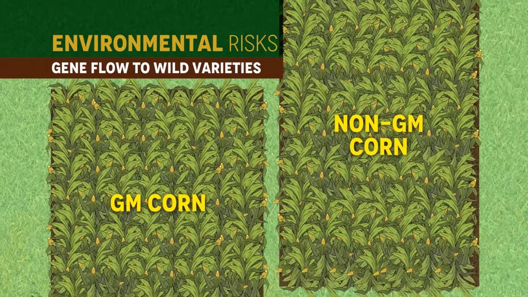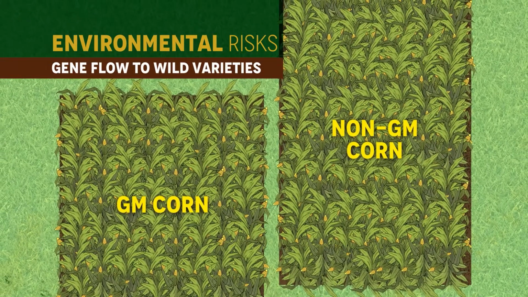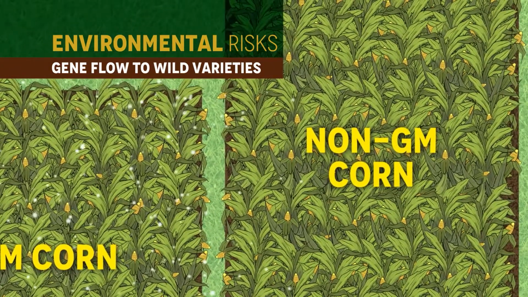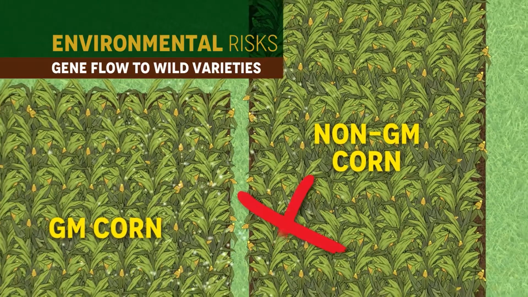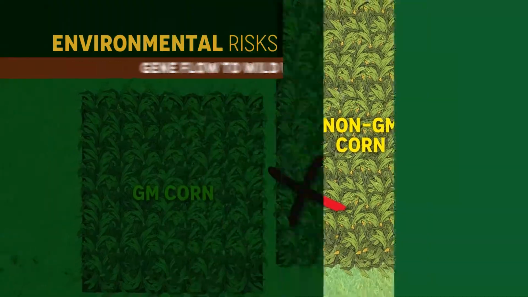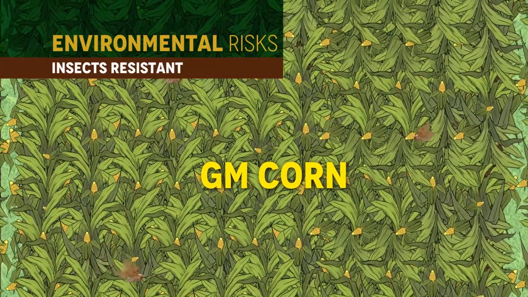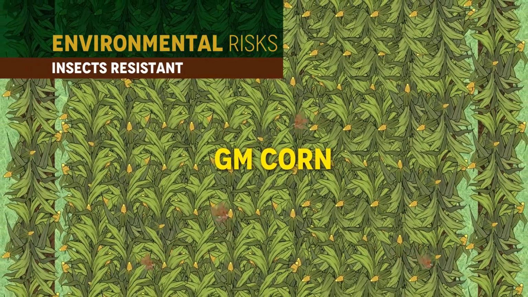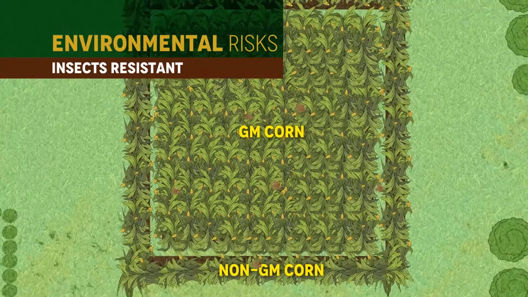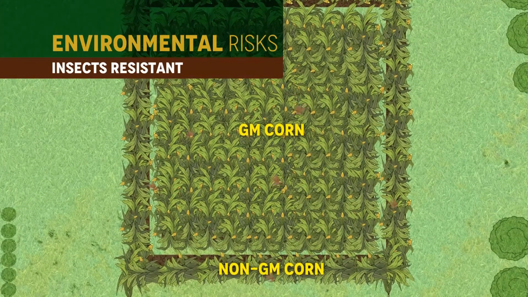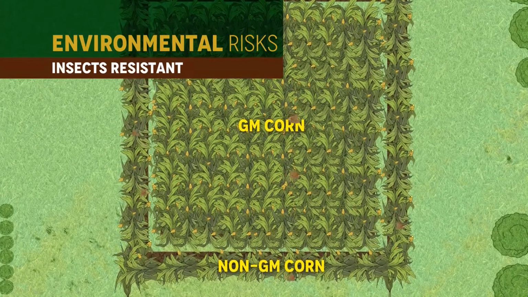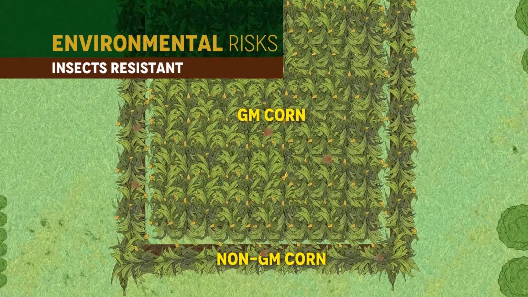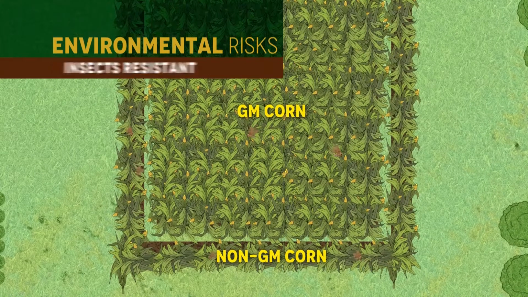Gene flow to wild varieties. GM crops that are capable of cross-pollinating valuable wild varieties are planted far away from where the wild plants are. Insect resistance. Farmers have a refuge in the farm. A refuge is a section of the farm where non-GM crops are grown. This allows insects that feed on Bt and non-Bt to interbreed, which slows down resistance among the next generation of insects.